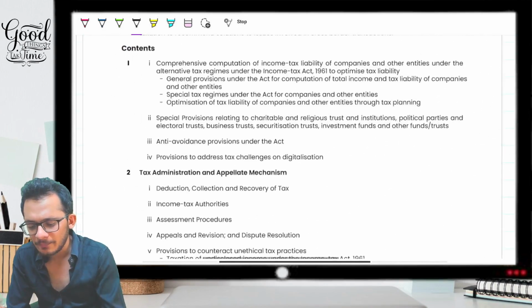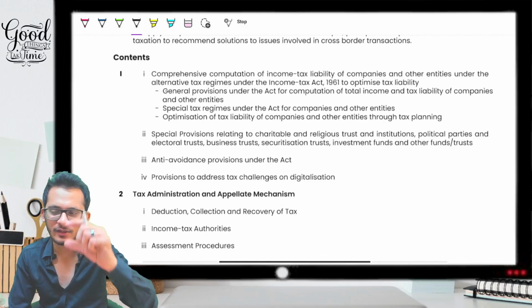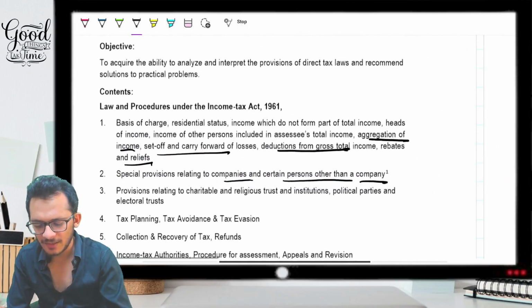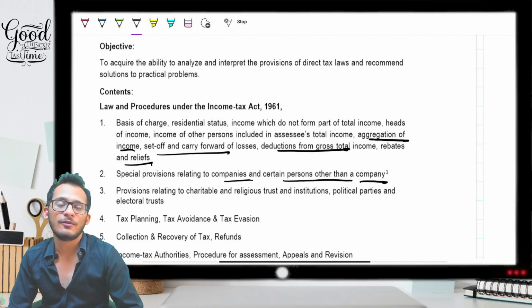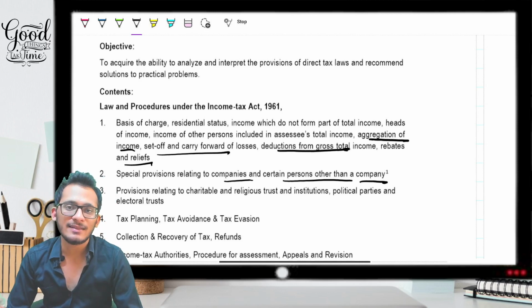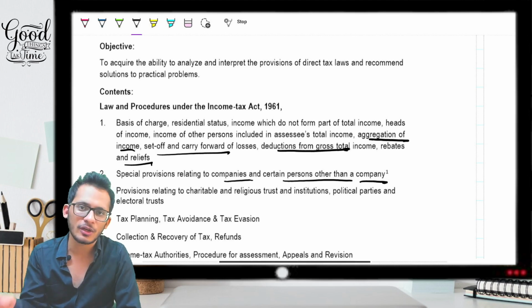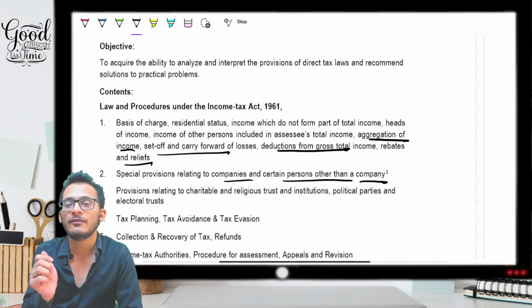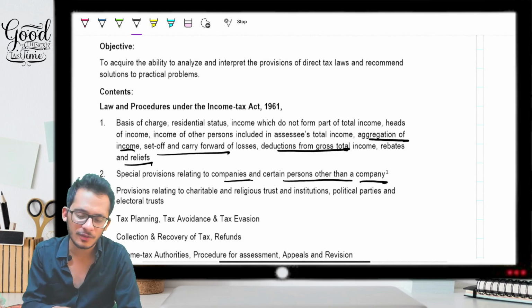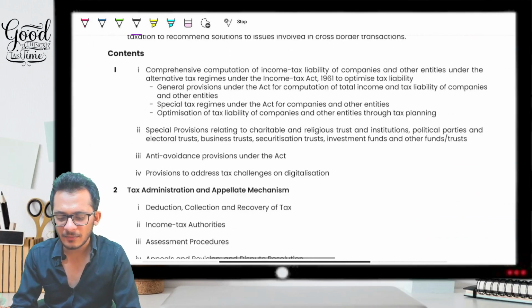Coming to the right side, the first thing I straightforwardly noticed is that now they don't have the first para, where they have basis of charge, residential status, etc. And if you notice your final old syllabus material, you will realize that every single provision was given to you, right from individuals to other persons. Everything was given to you. It looked like a very voluminous material with no understanding of what you have to read and how much you have to read.